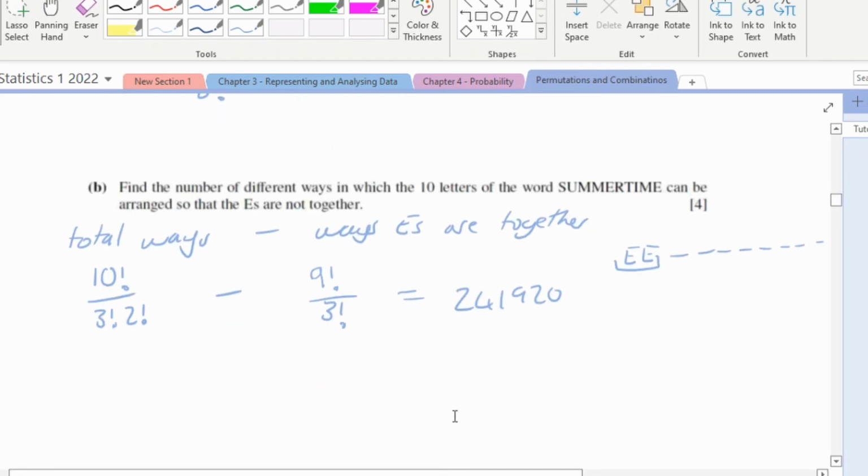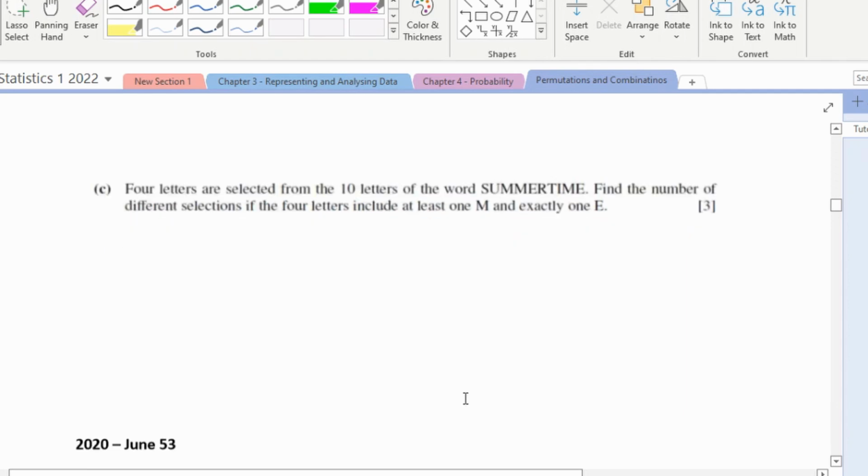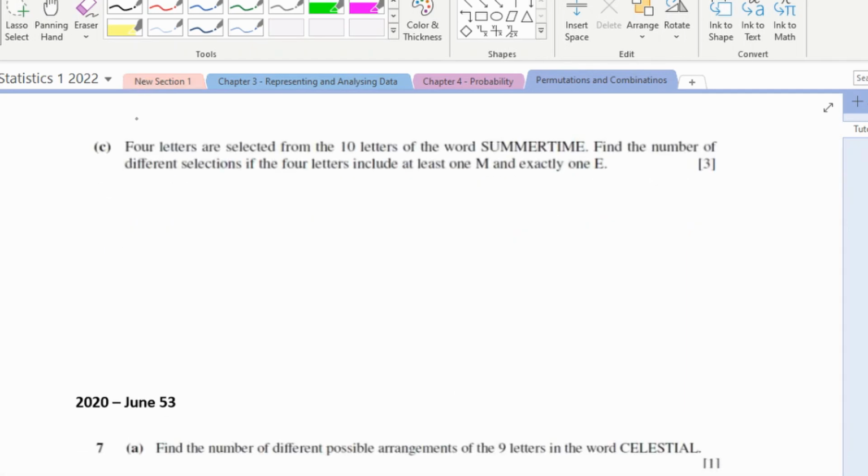Okay. Moving on. 4 letters are selected from the 10 letters of the word summertime. Find the number of different selections. Okay, so this is a selection one. Include at least one M and exactly one E. Let's write down the different ways we could do this. We have to have an E, and we could have at least one M. So EM something something. What's another way we could fulfill this criteria? EMM and then something.